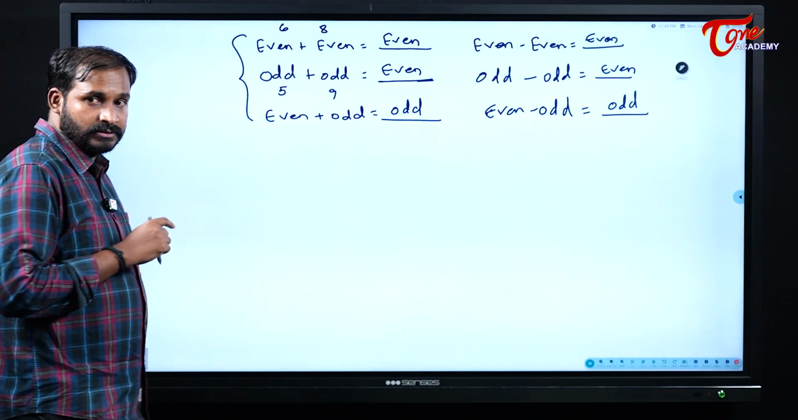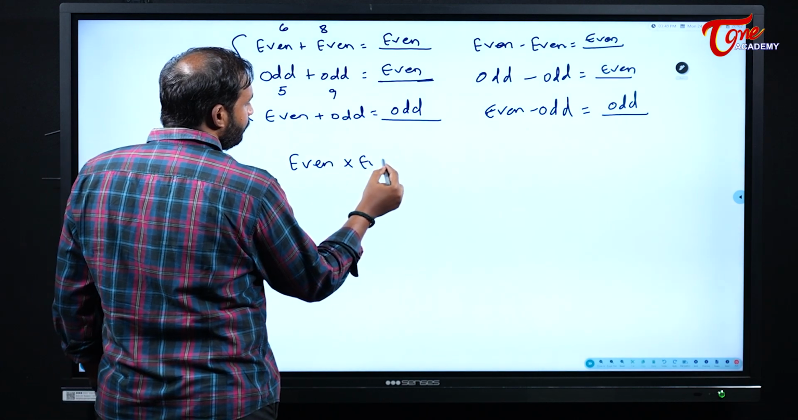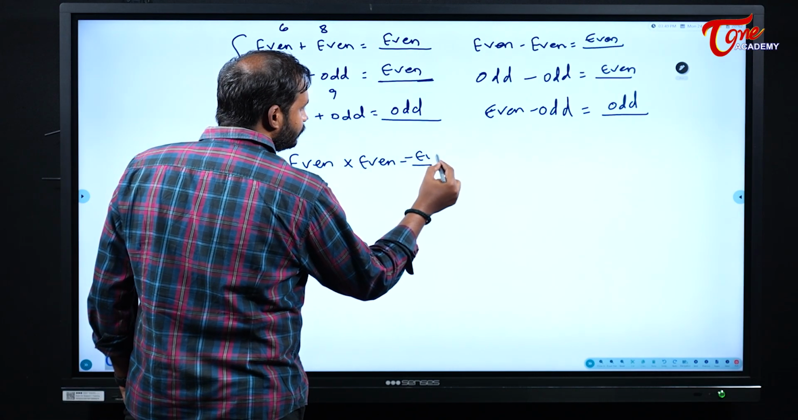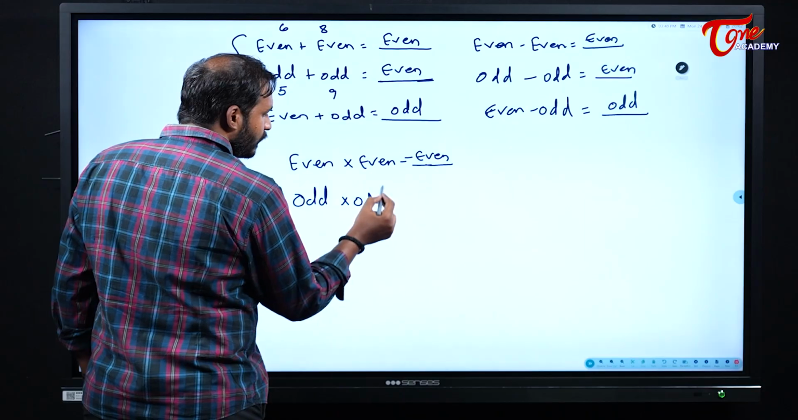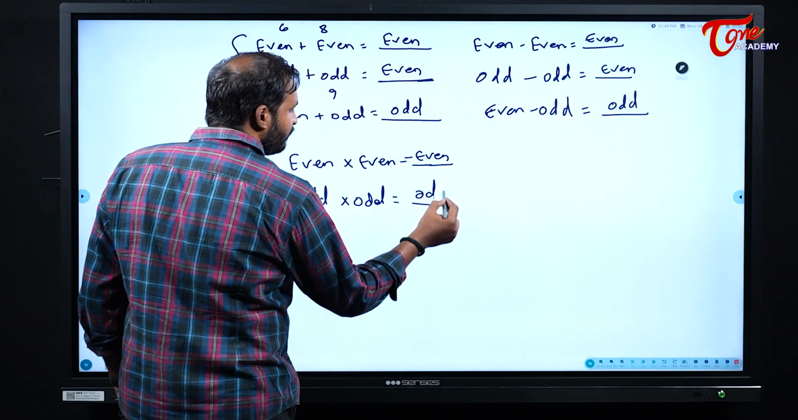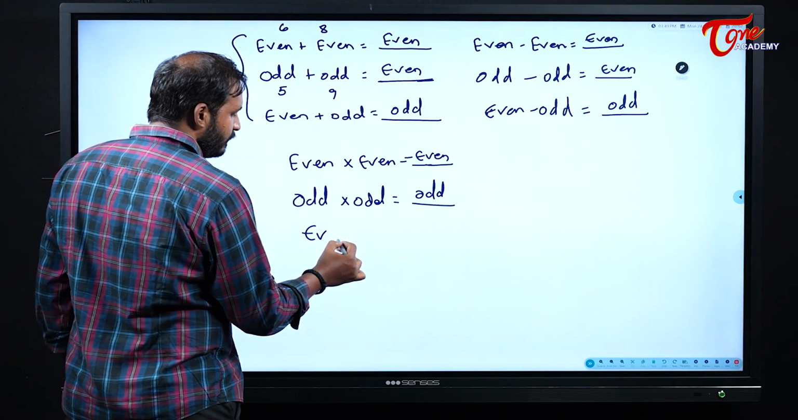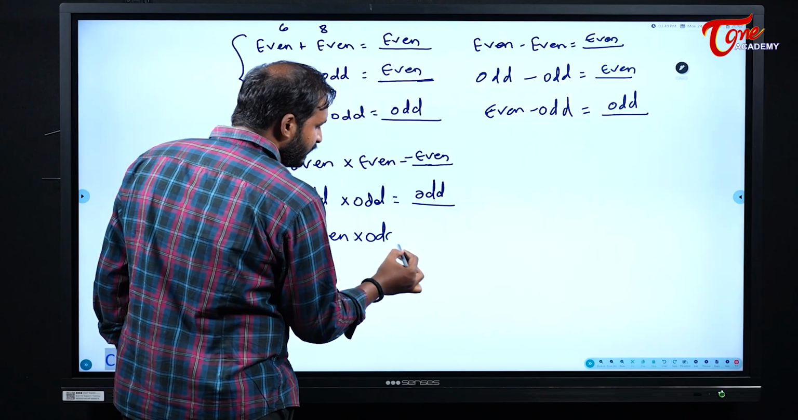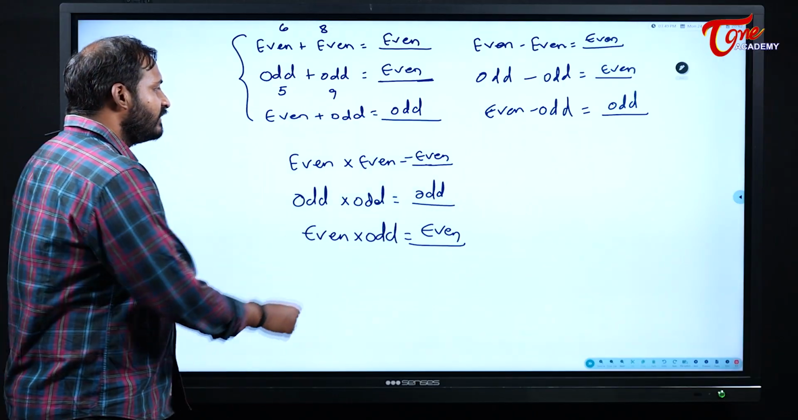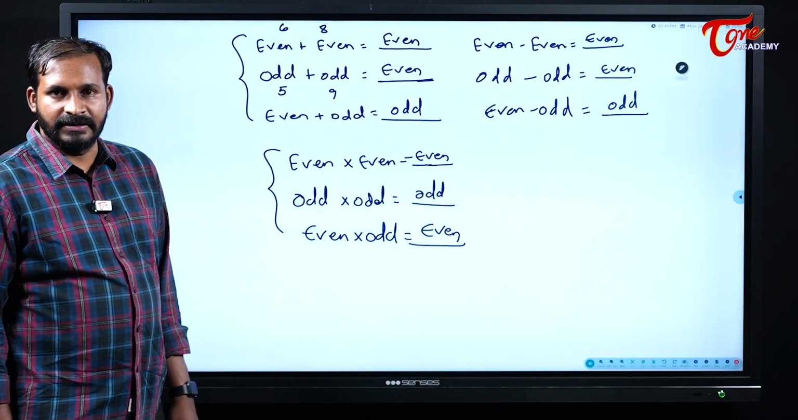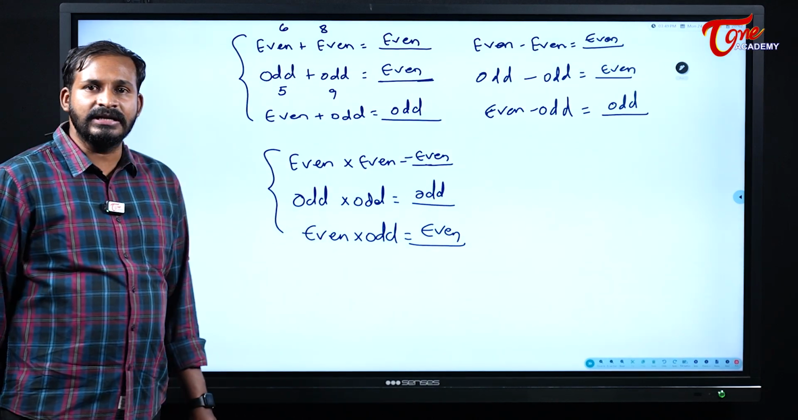And similarly, products also. What will we get here? Even with even, the output will be an even number. Okay, understood? Next, odd with an odd number, the output will be an odd number. 3 fives are 15, something like this. Take 2 odd numbers randomly. Next, even with an odd number, what will we get? An even number only. Even with an even number, we will get an even number. Odd with an odd number, we will get an odd number. Even with an odd number, we will get an even number.